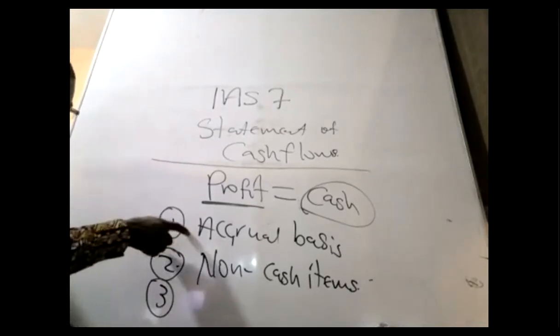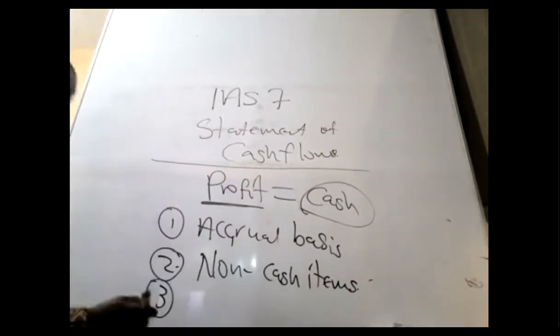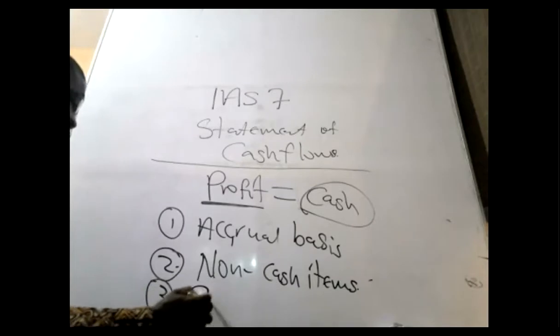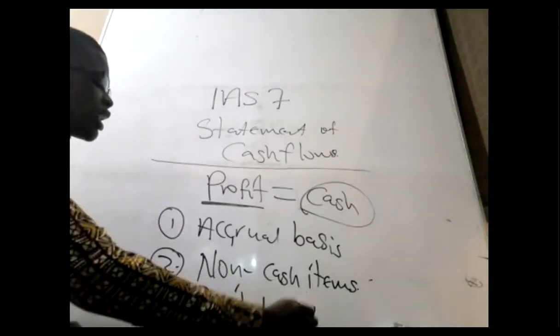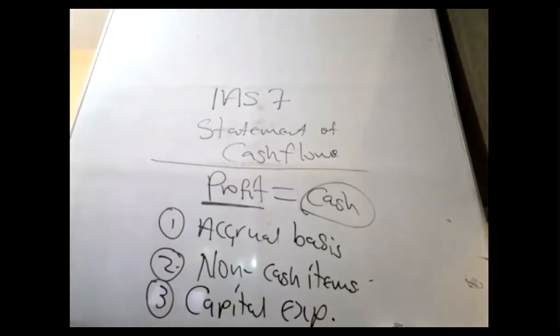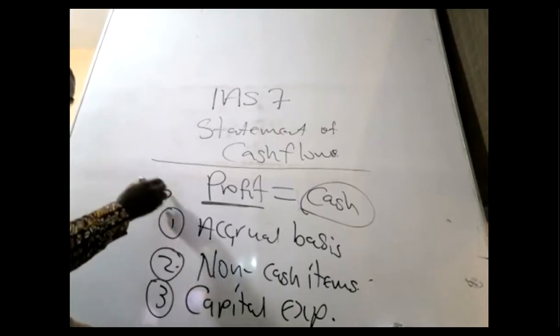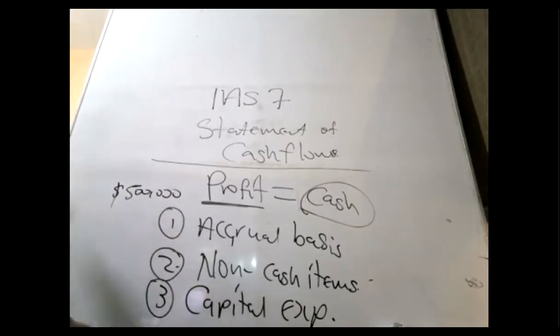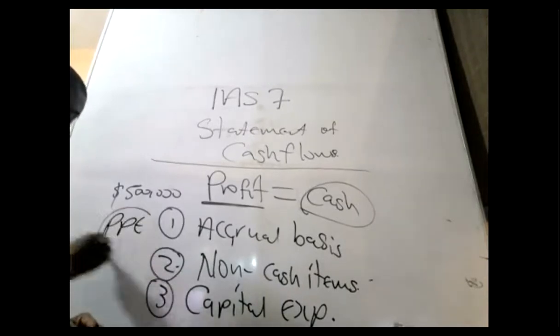Now, another accrual, you can also add a prepayment to it. So number 3 will be capital expenditure. For instance, during the year, all the profits that you earn, you use all the money to acquire PPE. You've acquired PPE.